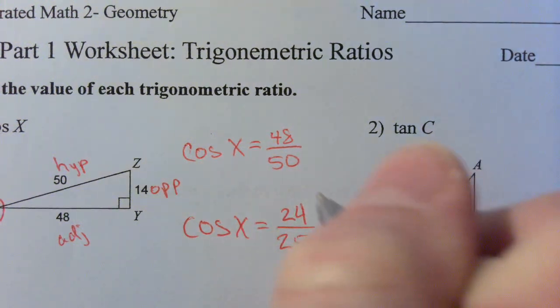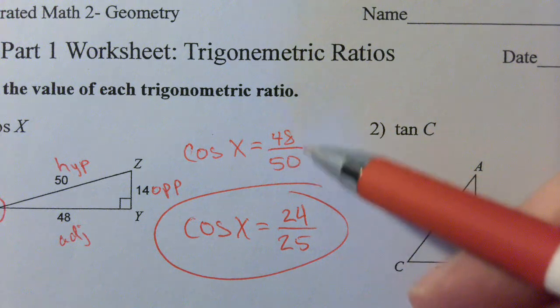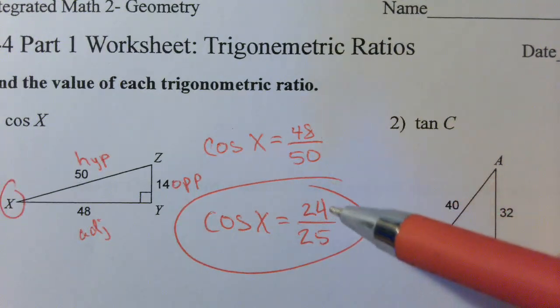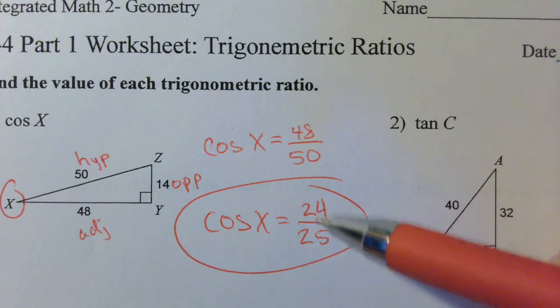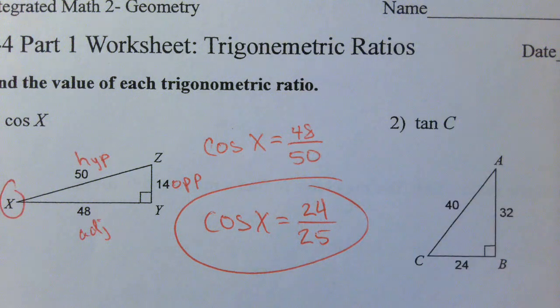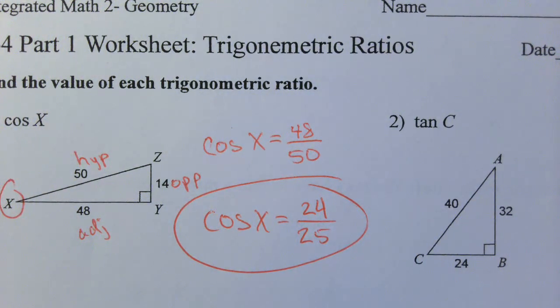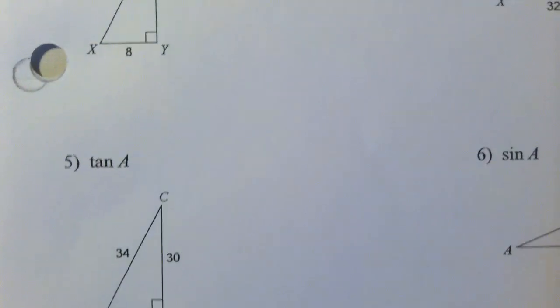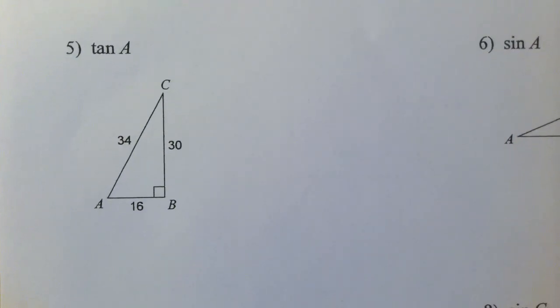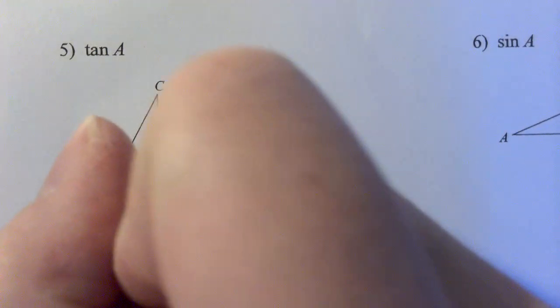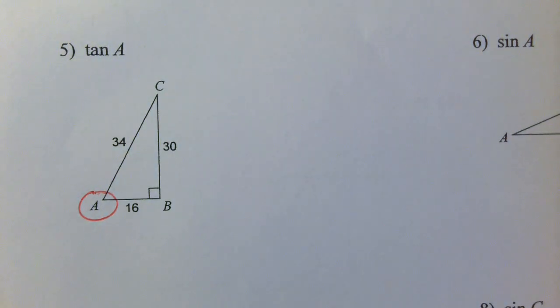Over 25, I think it's good to show the original ratio just in case you mess up. We can at least see what you had here. So show that original. All right, let's jump down to number 5. It says tangent of A. So circle A and then label the sides.